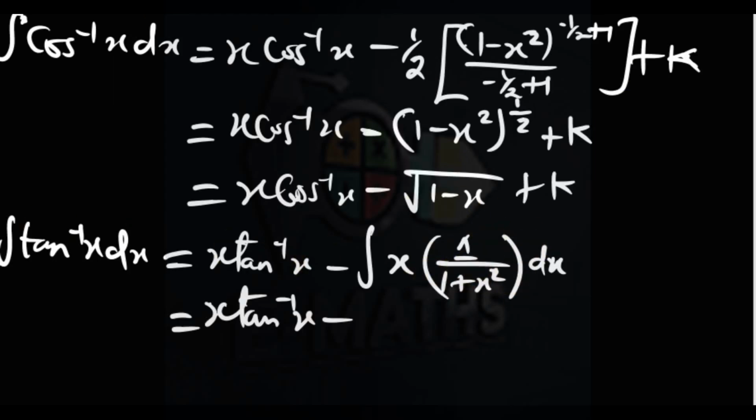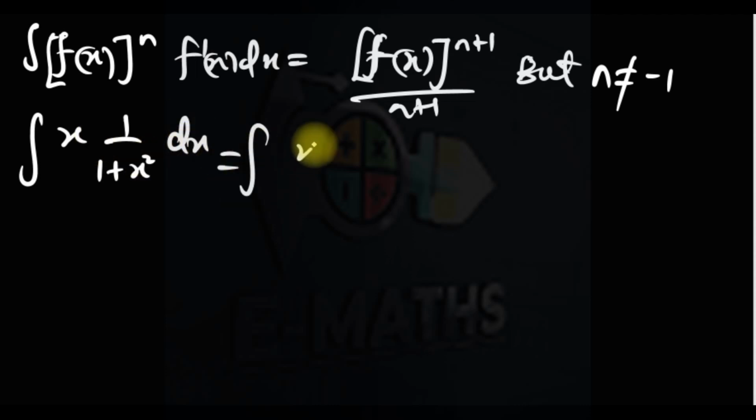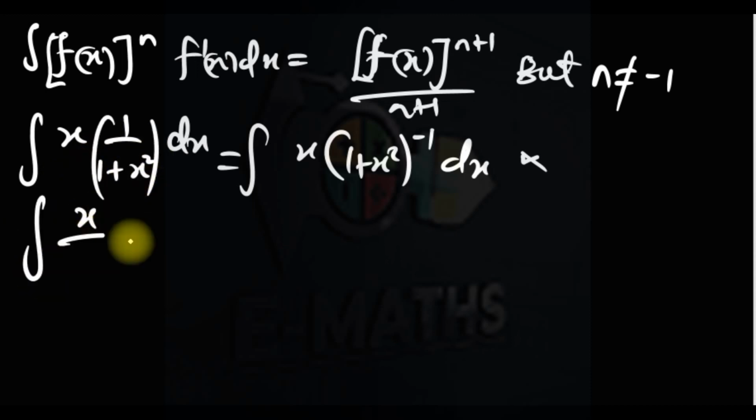Okay, let me just go to the next page and explain. I'll write this. You notice that what I have here is the integral of x over 1 plus x squared, that we can write as the integral of x times 1 plus x squared raised to the power minus 1 dx. So we cannot use this theorem because n is minus 1. So we cannot use this. So it's wrong. Do you get? But looking at this, we can write this as the integral of x over 1 plus x squared dx.